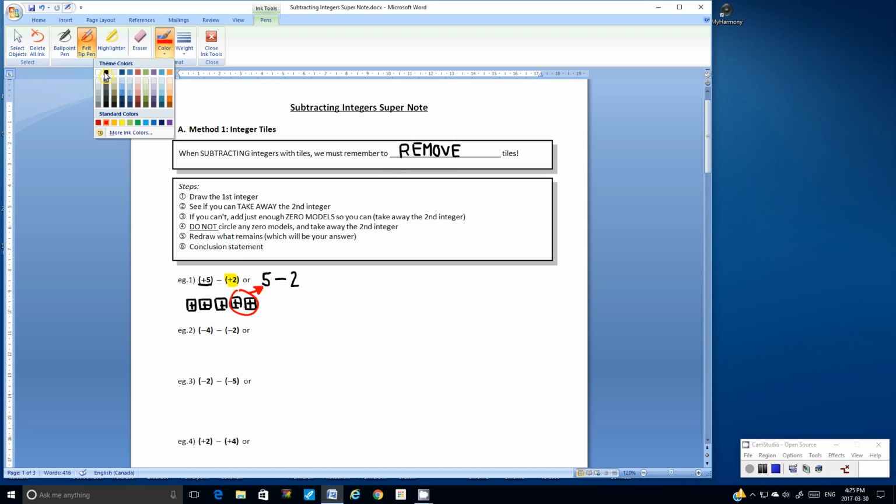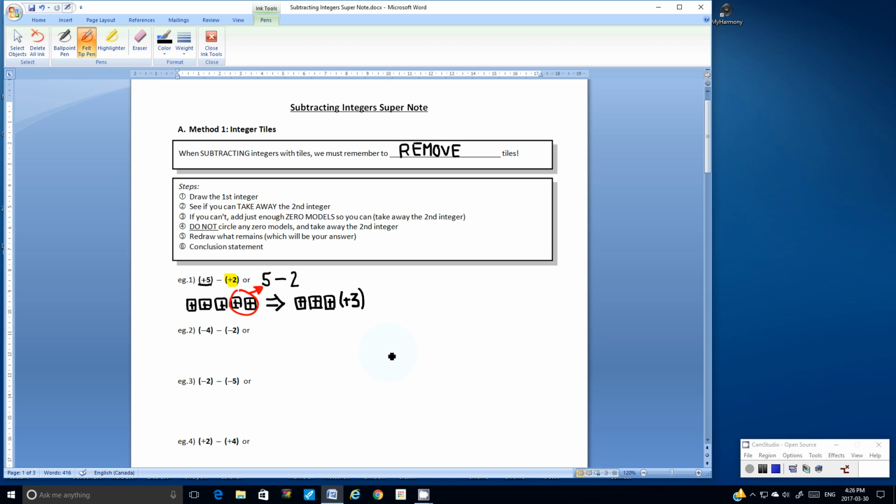So let's write an equal sign or an arrow. Either one will do. Now, once we take away these 2 positives, because the second integer was positive 2, what's left in our question? Well, we have 3 positive tiles. And that's our answer. So beside or underneath your integer tile diagram, you can write the answer here in brackets.